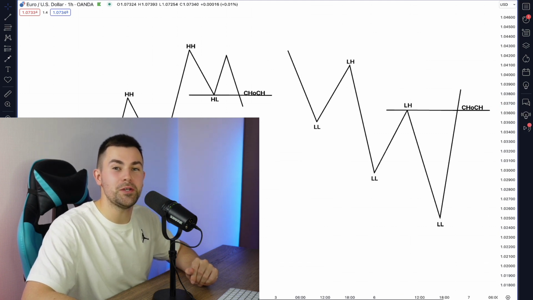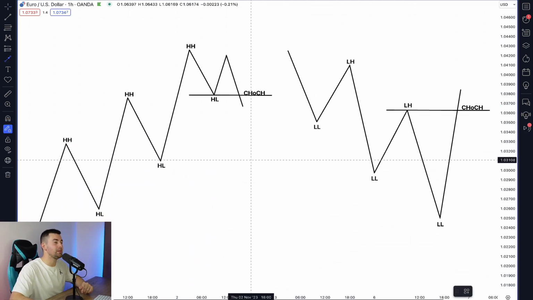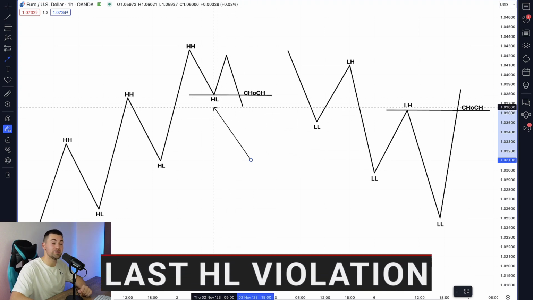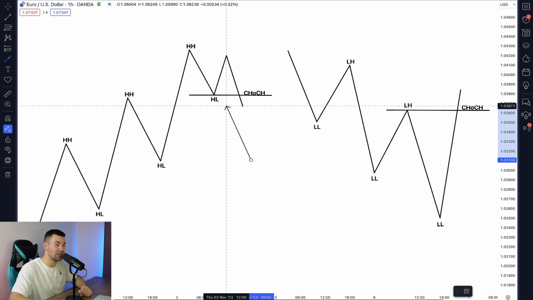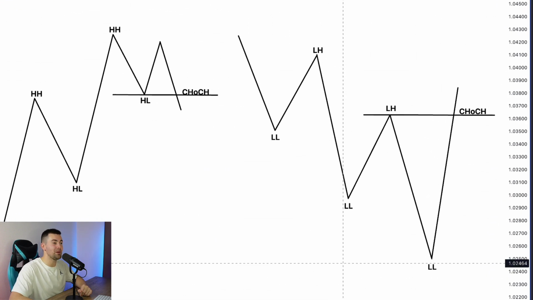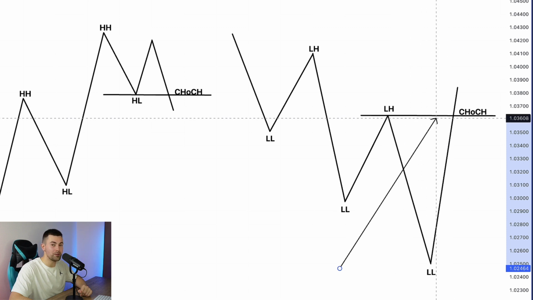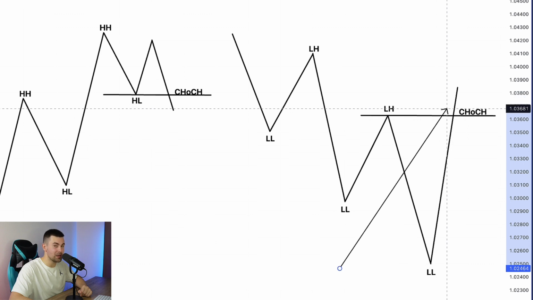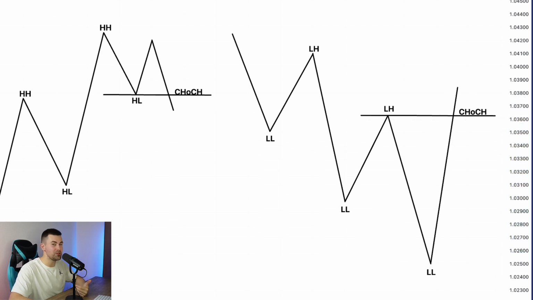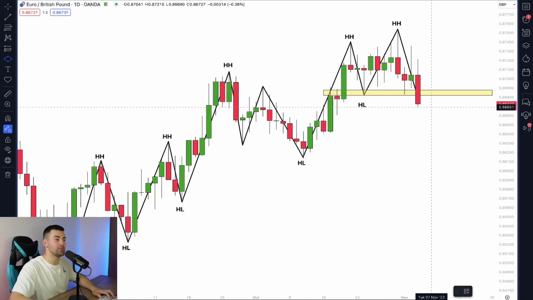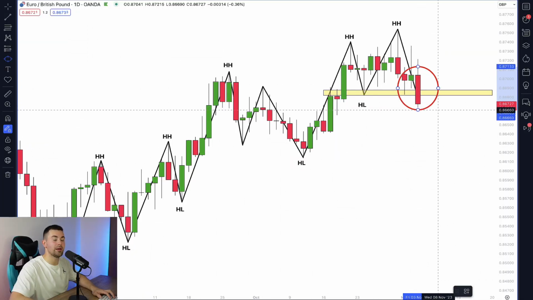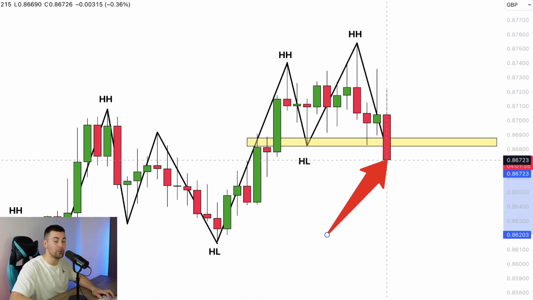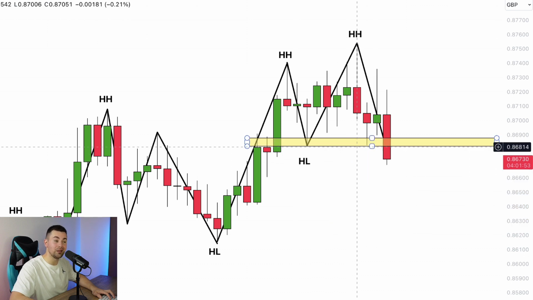Step number 2, look for a change of character. And I want to remind you that in a bullish trend, the change of character will be confirmed when the price violates the level of the last higher low and closes below that. And in a bearish trend, we are looking for a bullish violation of the level of the last lower high. When a candle closes above that, we confirm the change of character. On the European pair, we can spot that at the moment we see the breakout attempt of the level of the last higher low, and the change of character will be confirmed once a daily candle closes below that.